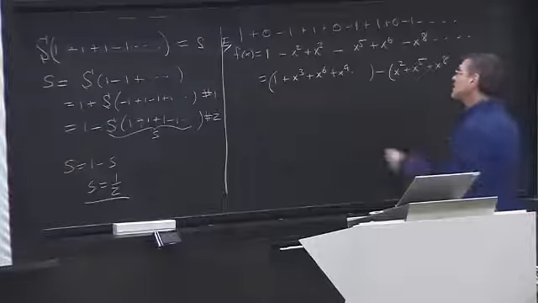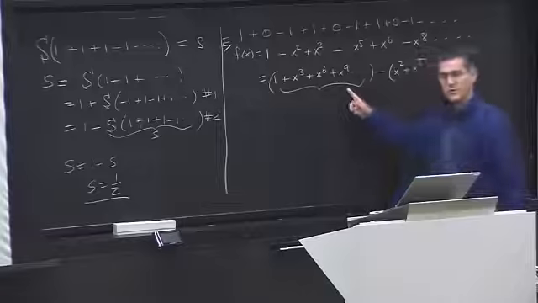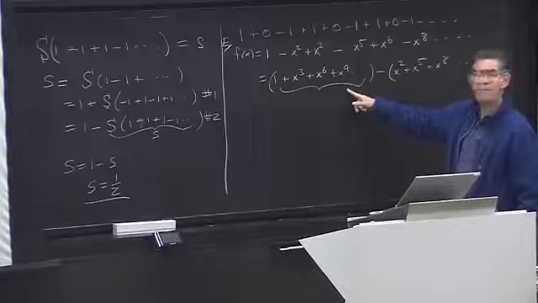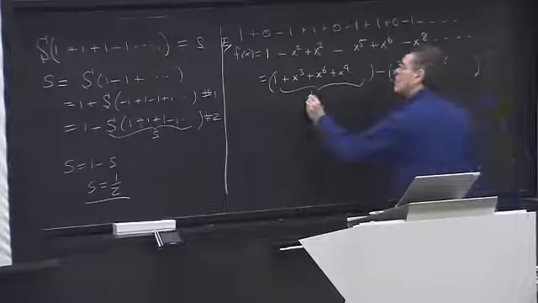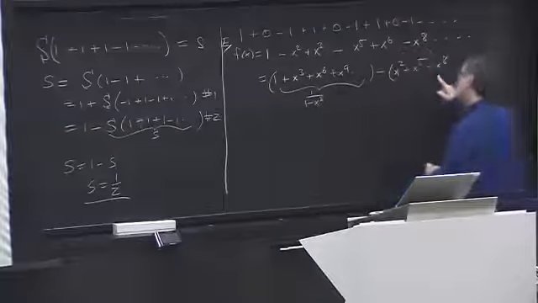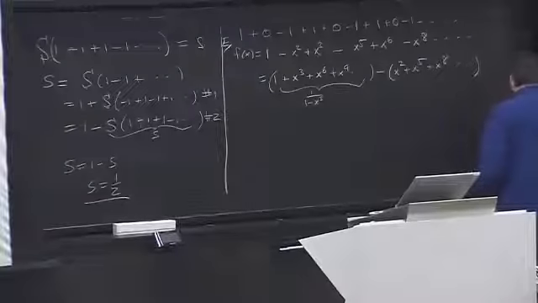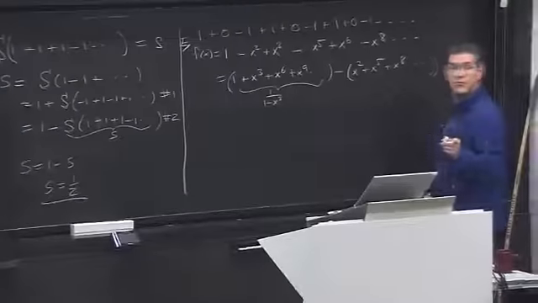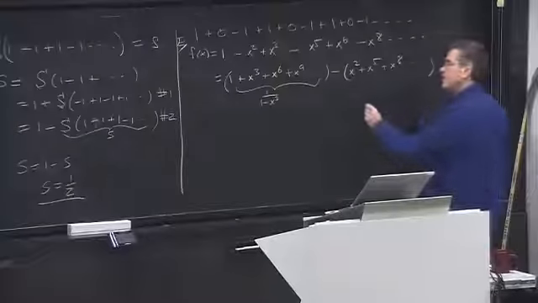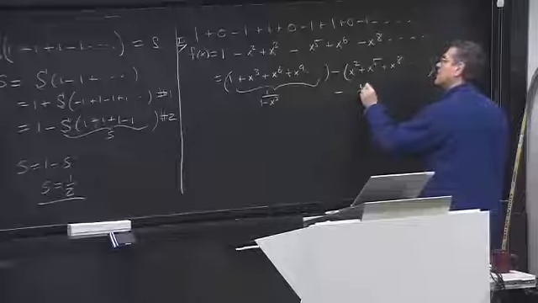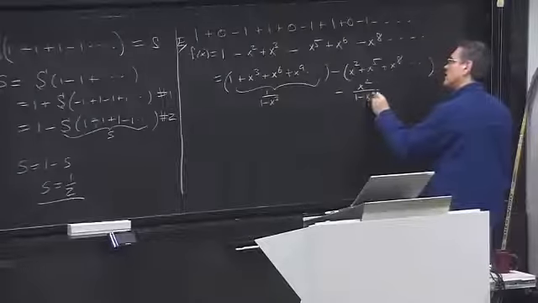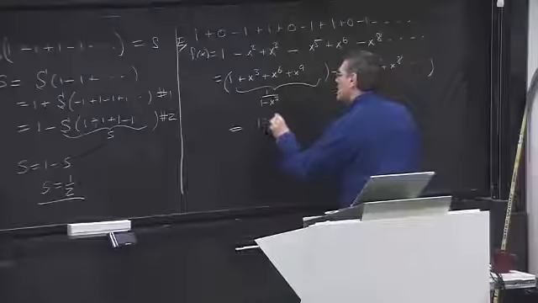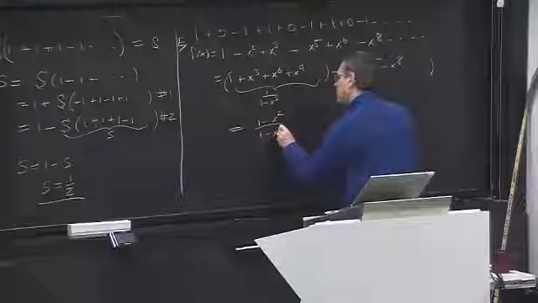Okay? Now, we can sum this series. What is the sum of that series? Okay, 1 over 1 minus x cubed. And what is the sum? Whoops. What's the sum of this series here? X squared times that. That's right. So I get minus x squared over 1 minus x cubed. So this is equal to 1 minus x squared over 1 minus x cubed.